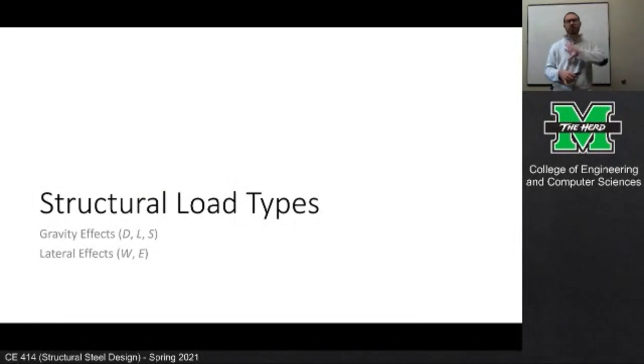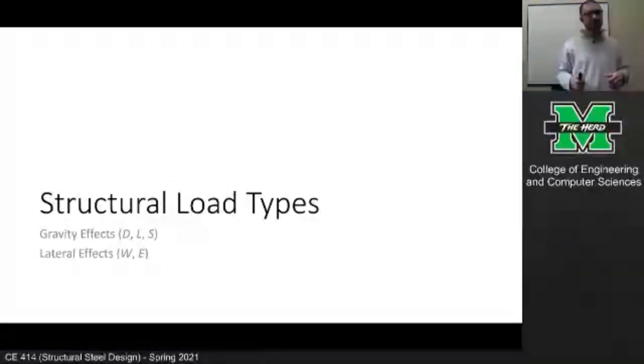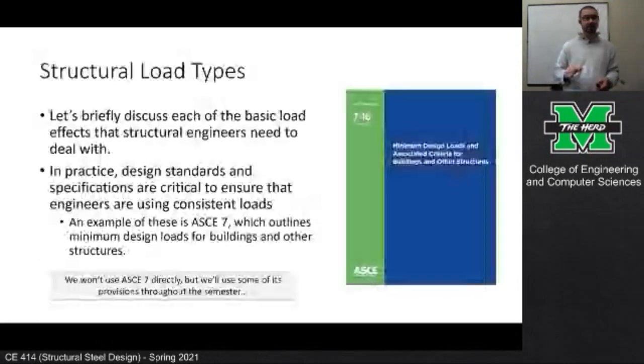So let's talk about the 5 really critical effects that we need to deal with. 3 of them act in the direction of gravity, so up and down. That's dead load, live load, and snow load. And the other 2 are the lateral effects. They're the ones that act side to side, and that's wind and earthquakes, or seismic loads.